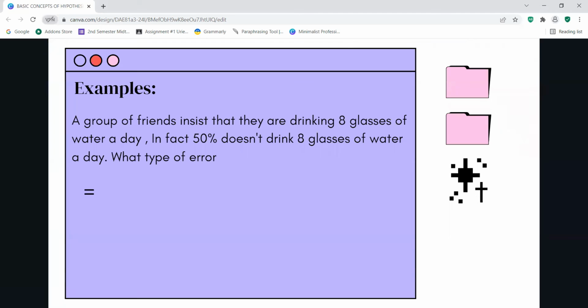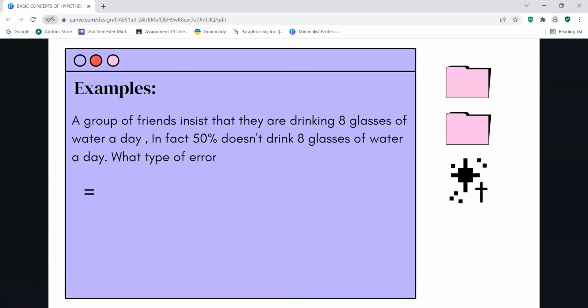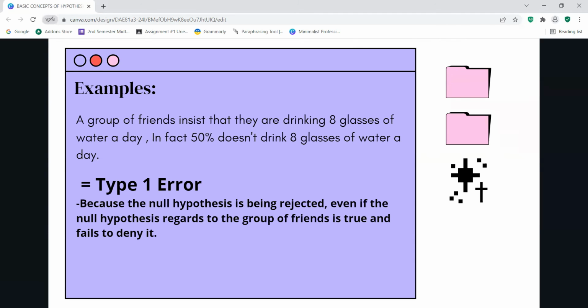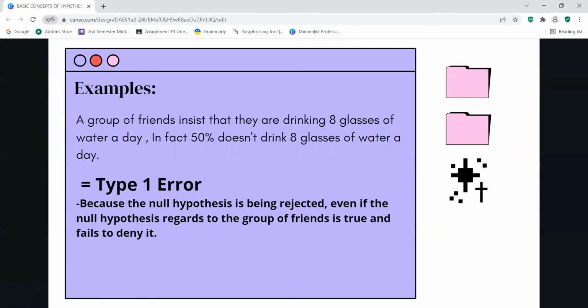Example number 1. A group of friends insists that they are drinking 8 glasses of water a day. In fact, 50% don't drink 8 glasses of water a day. What type of error? Type 1 error, because the null hypothesis is being rejected even if the null hypothesis regarding the group of friends is true, and fails to deny it.